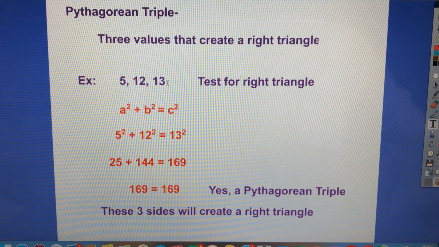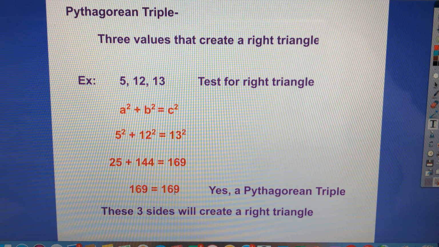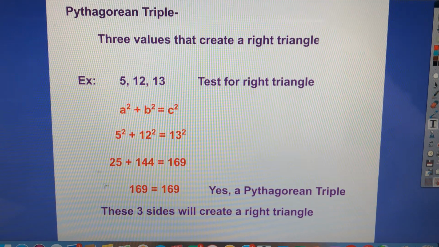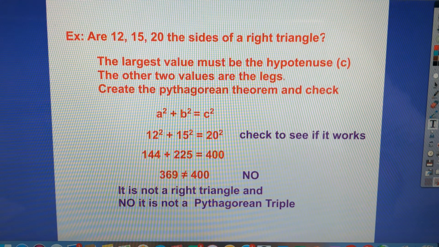So I have a 13 as my largest. That means it has to be C. So I plug it in for C. 5 and 12 go into A and B. It doesn't matter which leg is which. I do my calculations. If both sides equal each other, yes, this is a Pythagorean triple, and a triangle with these three lengths of sides will create a right triangle.